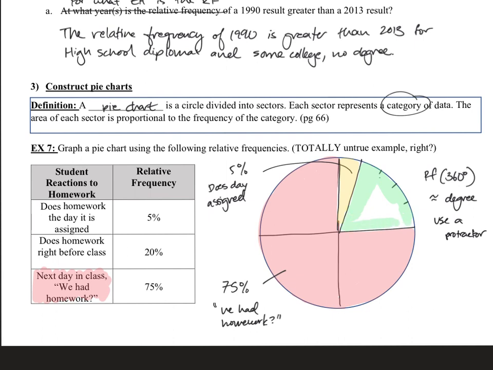This amount left over, this is the last one. This is the 20%. I'm assuming most of you have seen a pie chart by now. There are memes out there all the time with pie charts. Alright, does homework before class. So 20% does homework right before class. I actually got this problem from a meme.